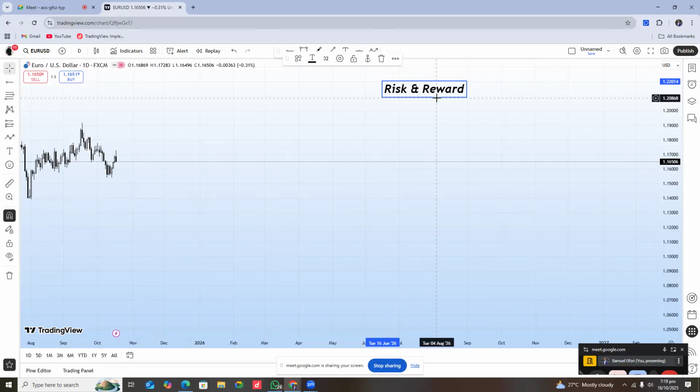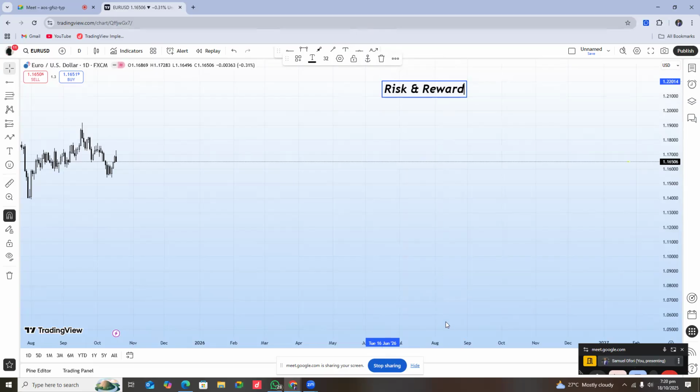In trading, we call it risk to reward ratio. Okay, risk to reward ratio. Just like the spelling, you see that risk has 4 letters, reward has 6 letters. So always your risk must be smaller than your reward. Okay, ideally that's how it's supposed to be.